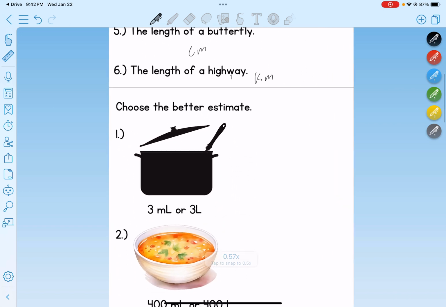Choose the best estimate: 3 milliliters or 3 liters. This pot is very big, and 3 liters would probably go all the way up here, whereas 3 milliliters would be down here, because 3 milliliters is really small.